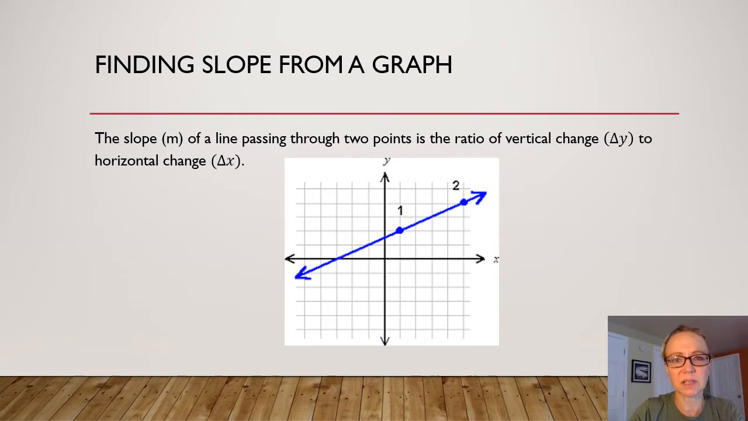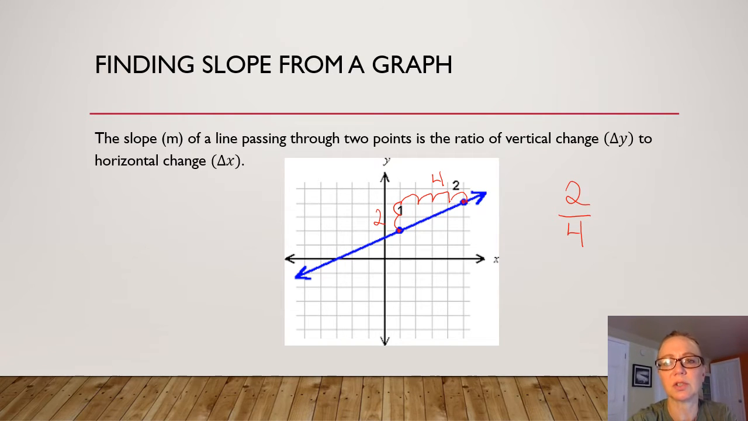Doing that same process again, remember vertical change over horizontal change. Starting at point number 1, I need to get up to the level of point number 2 vertically, so I go up 1, 2, and then I go over horizontally 1, 2, 3, and 4. So my slope is vertical change over horizontal change, 2 over 4, which is 1/2. The slope of that line is 1/2.